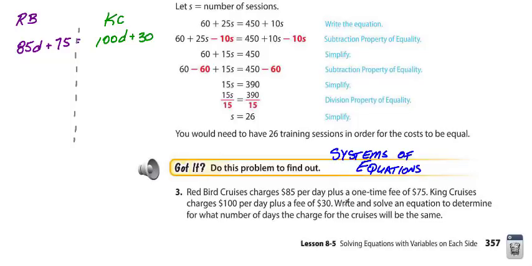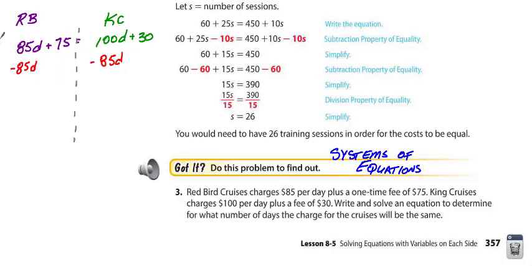By the way, when it says write the equation, this is the first part of your answer. The 85 a day plus 75 is equal to 100 a day plus 30, because we want to know when they're the same. So once we have that, we just go through the steps here. One of the nice things about a lot of systems problems is they don't involve any negatives, because you can't have negative days or negative money per day or negative one-time fees. So there are a lot of easy numbers to work with.